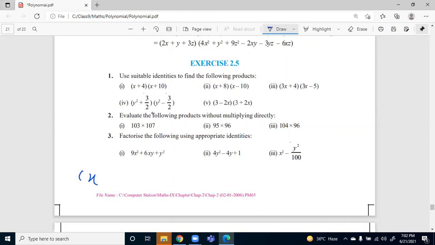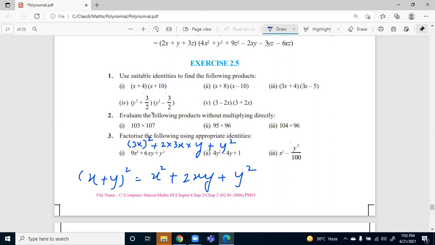It is (x plus y) whole square, which is equal to x square plus 2xy plus y square. So when you look at these three terms, can we write (a plus b) whole square? Yes, you can choose any variable. Like 9x square, I can write as (3x) whole square plus 2 into 3x into y plus y square.